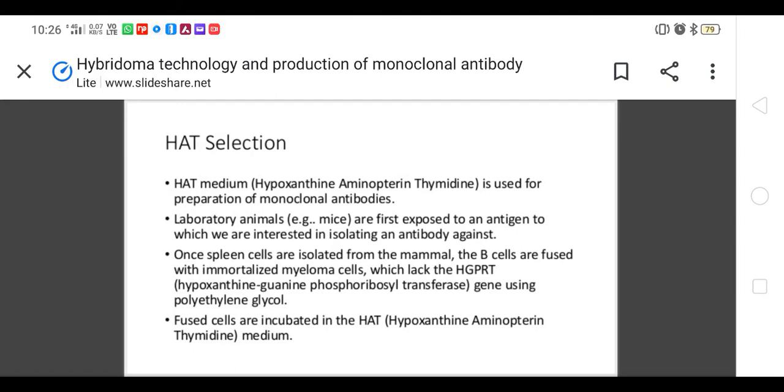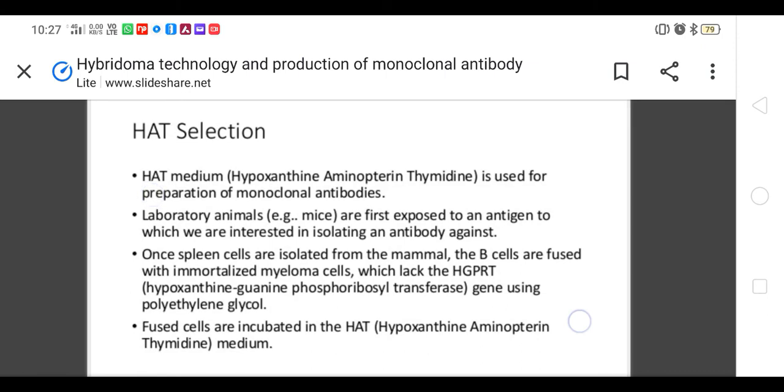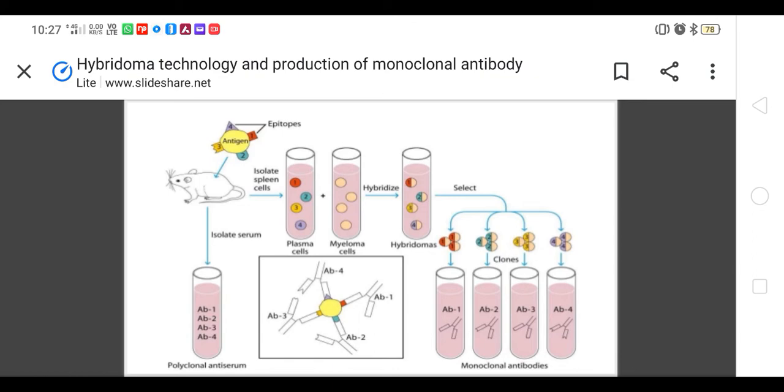Now, laboratory animals like mice are first exposed to an antigen against which we are interested in isolating an antibody. Once the spleen cells are isolated from the mammal, they are fused with immortalized myeloma cells which lack the HGPRT gene. What is HGPRT? Hypoxanthine guanine phosphoribosyl transferase gene. So the isolated spleen cells are fused with myeloma cells which don't have the HGPRT gene, using polyethylene glycol. Now these fused cells are incubated in the HAT media.